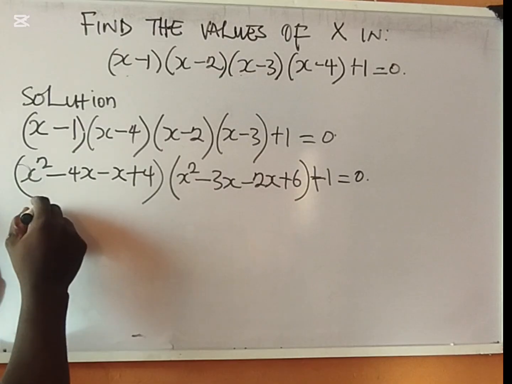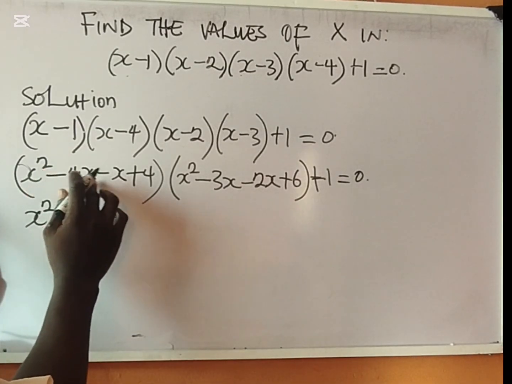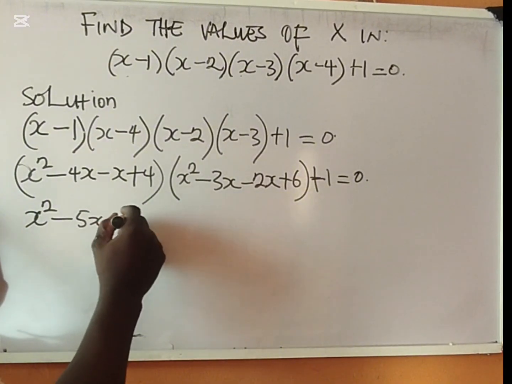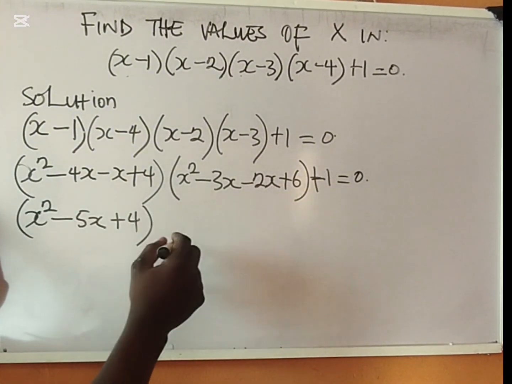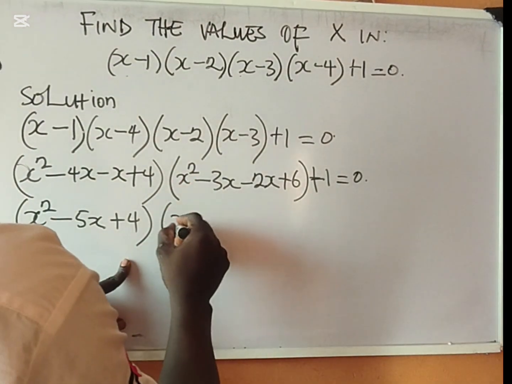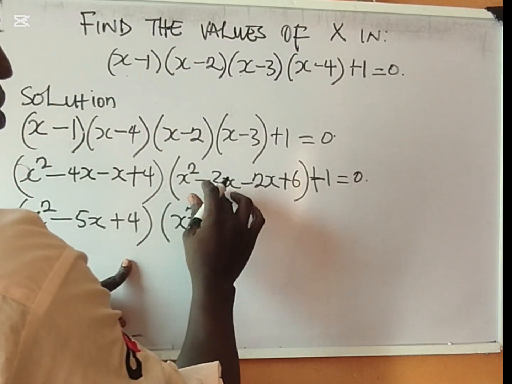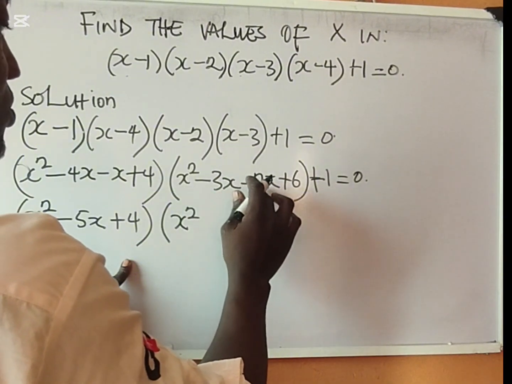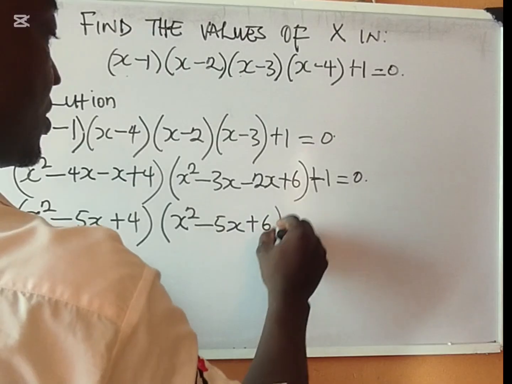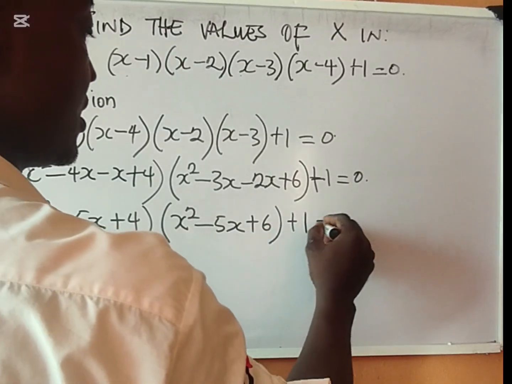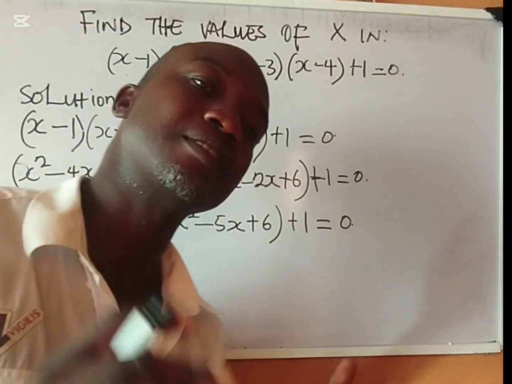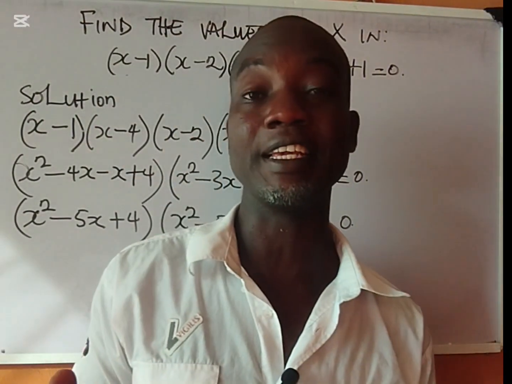I will get x squared minus 4x minus x is minus 5x plus 4. I'll close this bracket. Let me see if we can simplify this further. Yes, it's possible. x squared minus 3x minus 2x is minus 5x plus 6, close the bracket, plus 1 is equal to 0. Having gotten to this point, remember the first trick we brought in was to rearrange the equation.